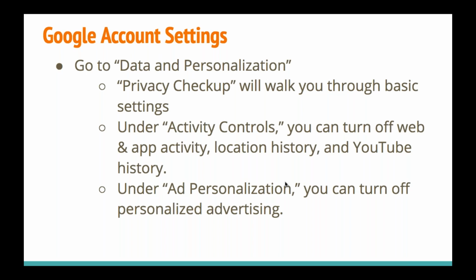Activity controls is another option under that data and personalization section. That's where you can turn off things like web and app activity, location history, and YouTube history. So if you want to stop some of that tracking, at least as much as you can by turning off some of those features. Privacy and convenience are always sort of a trade-off on the internet, so you can make your own decision about what you want to keep on and off.